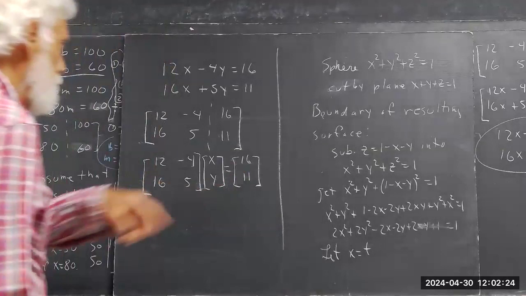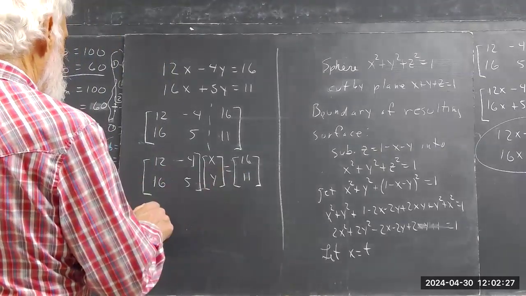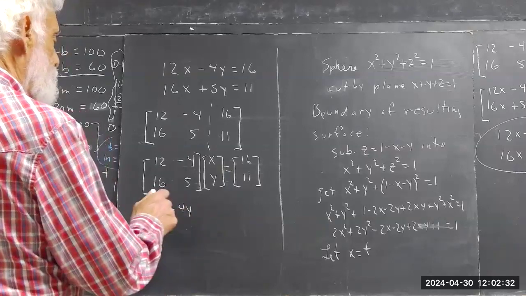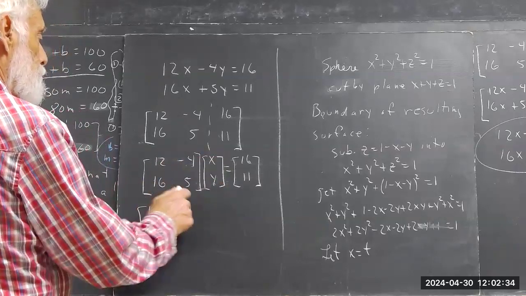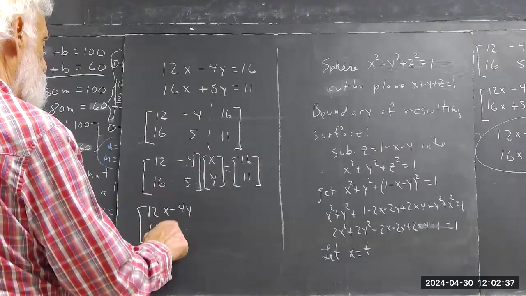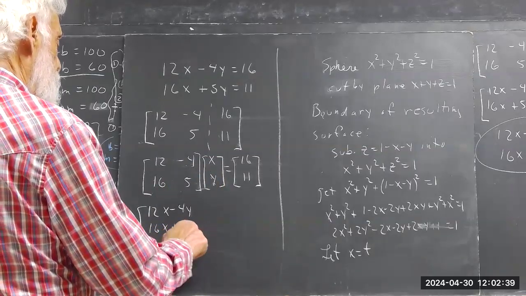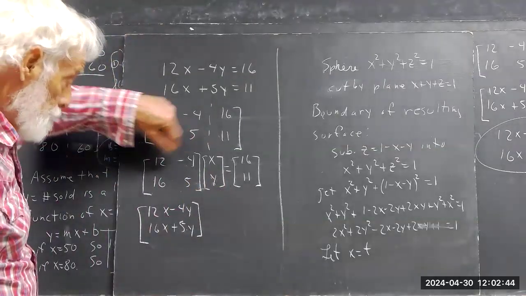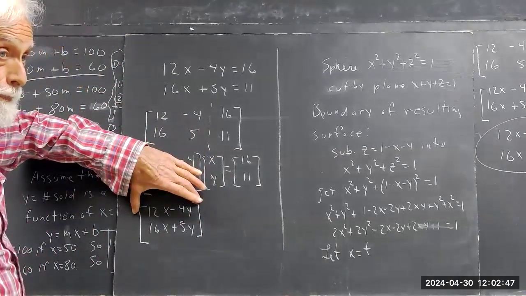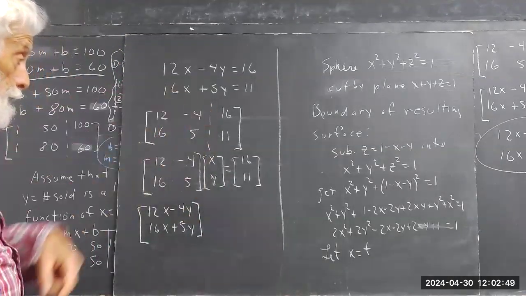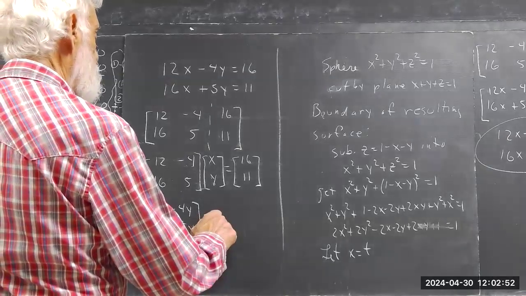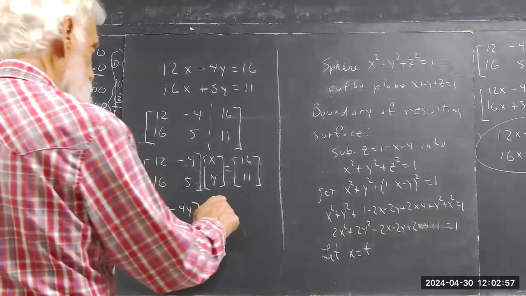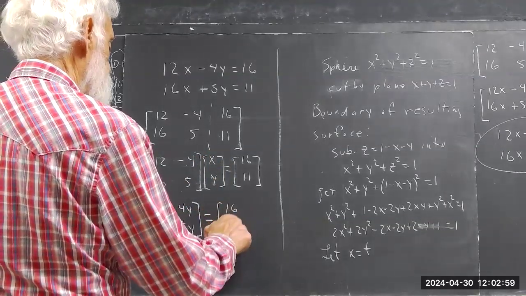We multiply these matrices. If I multiply this matrix by this, I get 12x minus 4y. Row times column. Row times column gives me 16x plus 5y. So this multiplication, do rows times column, I get this matrix. And this is all I get when I do that multiplication. Now we still got an equal sign, which doesn't go inside this matrix. There's nothing's going to take that equal sign inside of the matrix. That equals 16, 11.